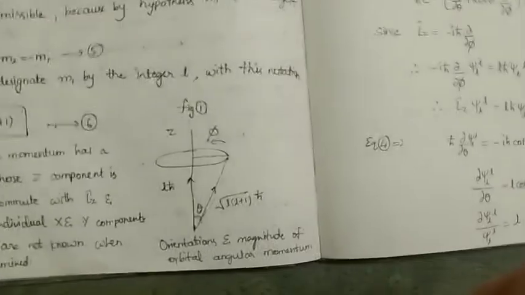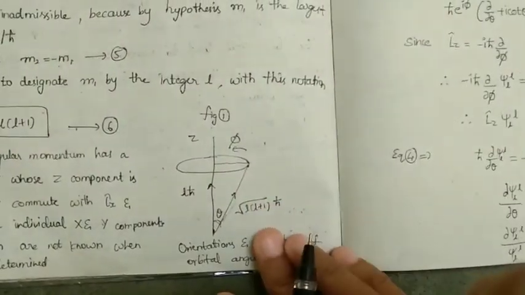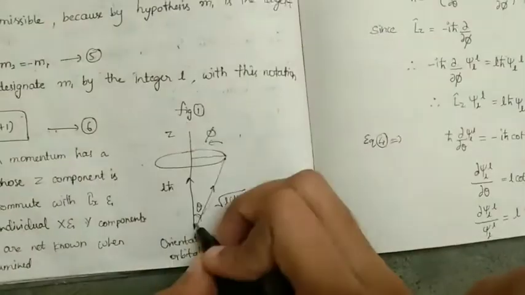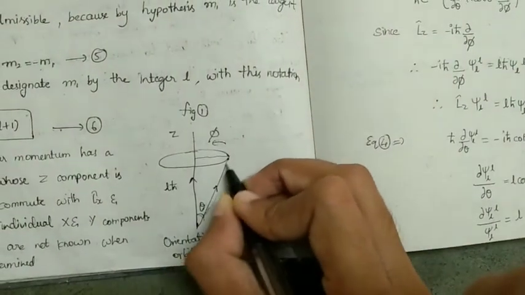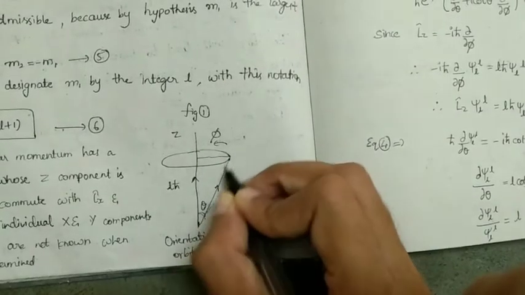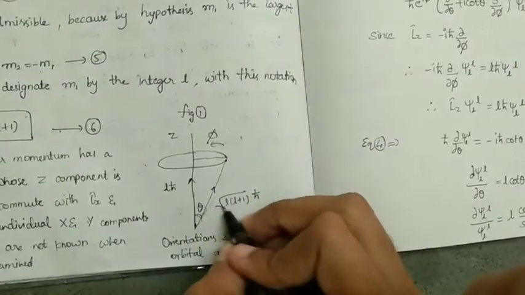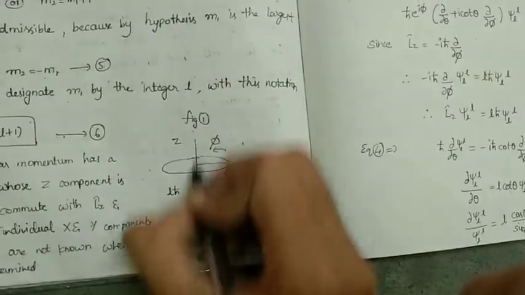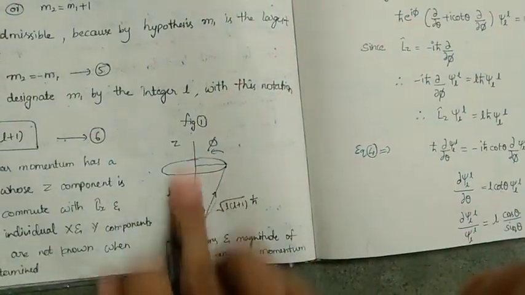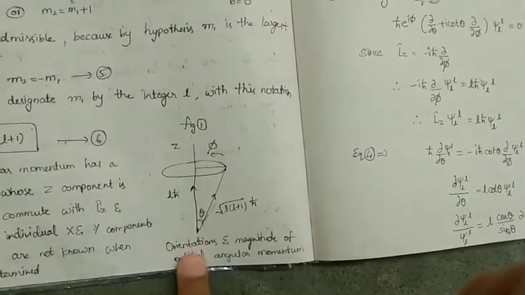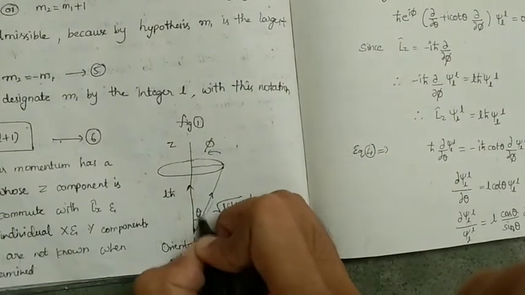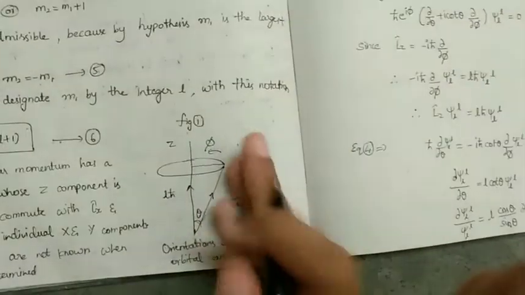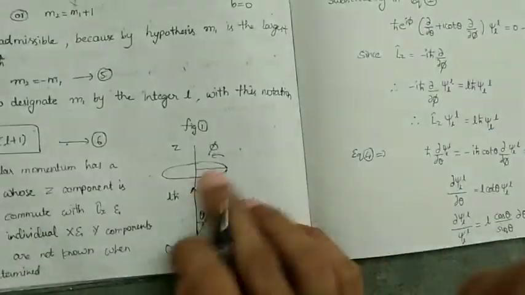So this is the cone diagram, the conical representation of the orientations and magnitude of orbital angular momentum. This is the orbital angular momentum, in this direction, and its magnitude is root over L into L plus 1 h cut. And this is the z direction, that is Lz, in the direction of z. The angle between those two is theta, and Lz is nothing but L h cut. So this is represented in the form of a cone.